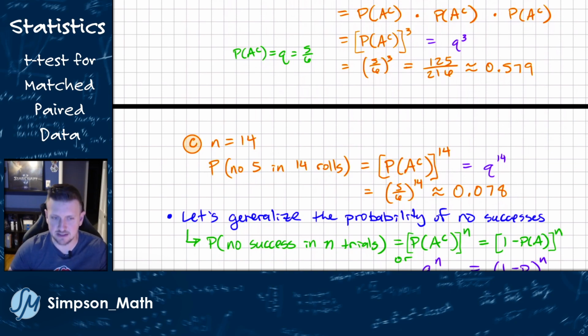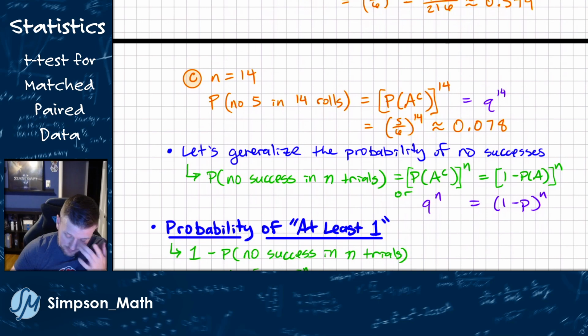So let's generalize this. The probability of no successes in n trials would be equal to the probability of my A complement, or my Q, raised to the nth power. Or instead of the not A's, it's 1 minus the probability of A, or just 1 minus P, raised to the nth. So there are two ways of thinking about this. Either it's the probability of the complement raised to the nth, because it happens n times and we're multiplying each time, or it's 1 minus the P of A, which you figure out, and then raise it to the nth.